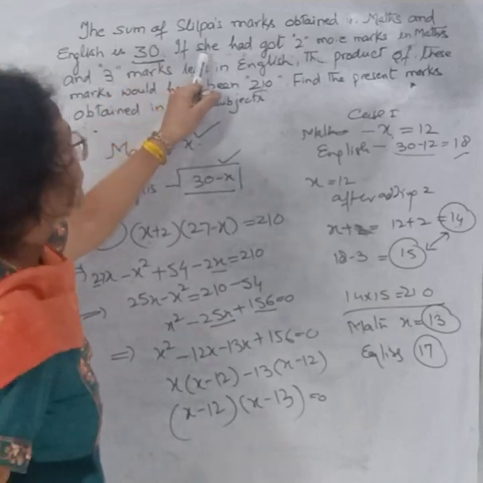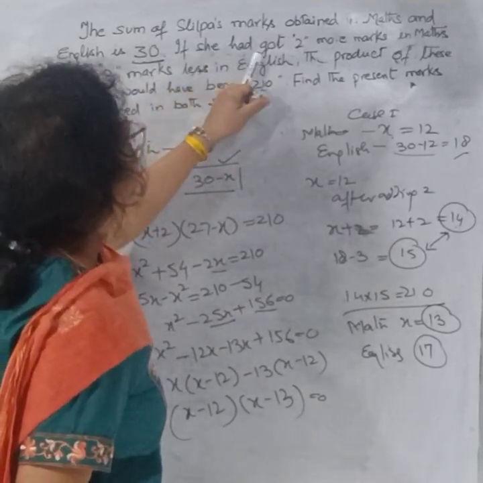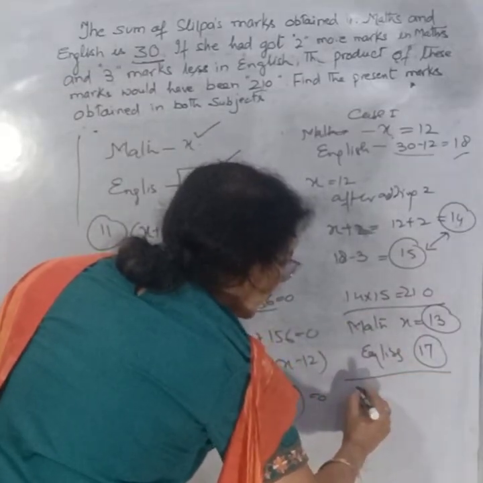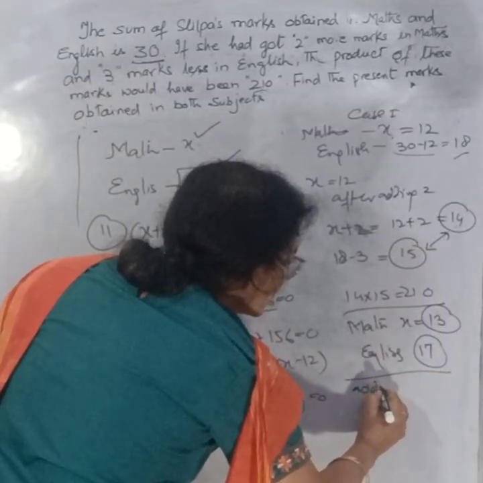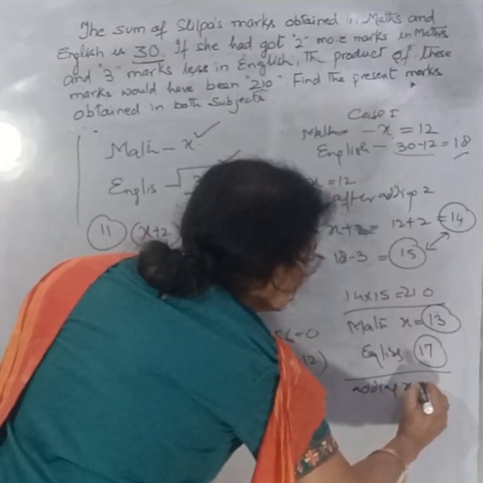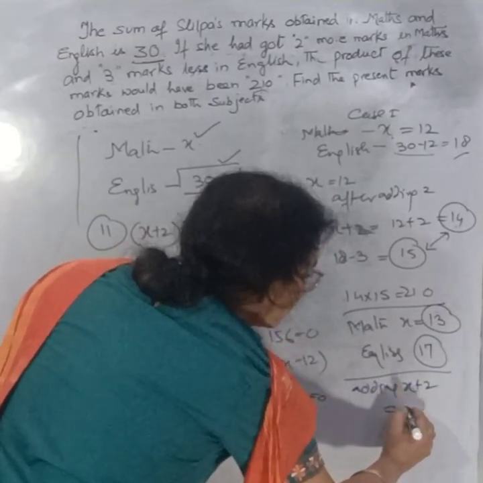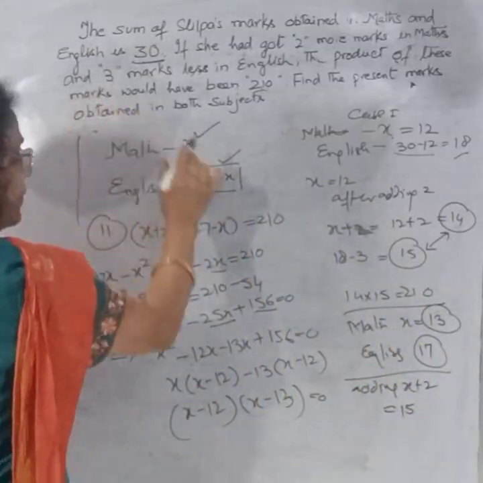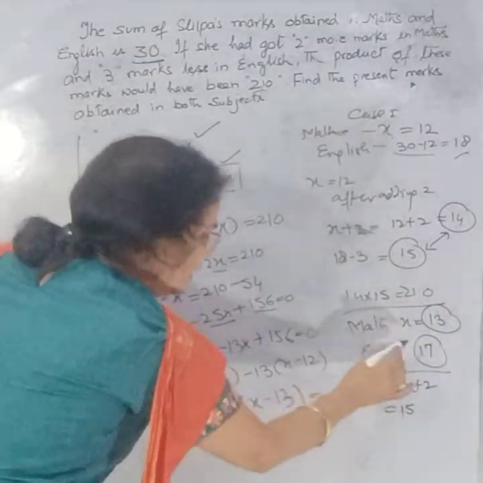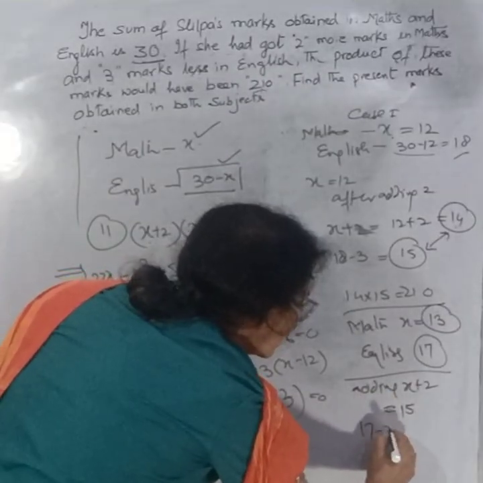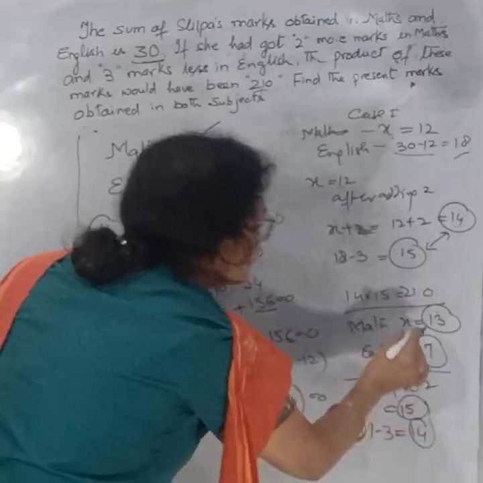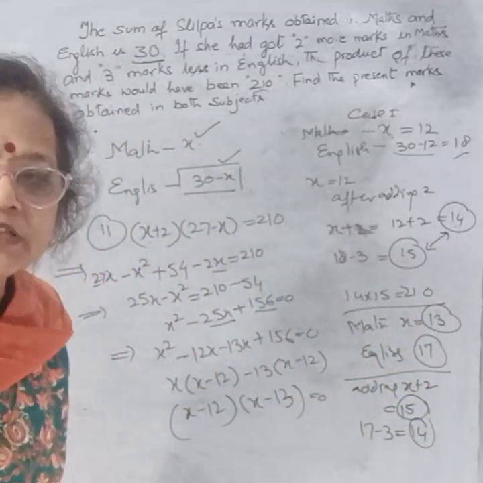Now checking the second stage. If she got 2 more marks, it means after adding 2 more marks, x plus 2 will be equal to 15. 13 plus 2, 15. Subtracting 3 marks in English. This is 17. Subtracting 17 minus 3, that is again 14. And then the product of these two will again be equal to 210. It means our question is very much correct.